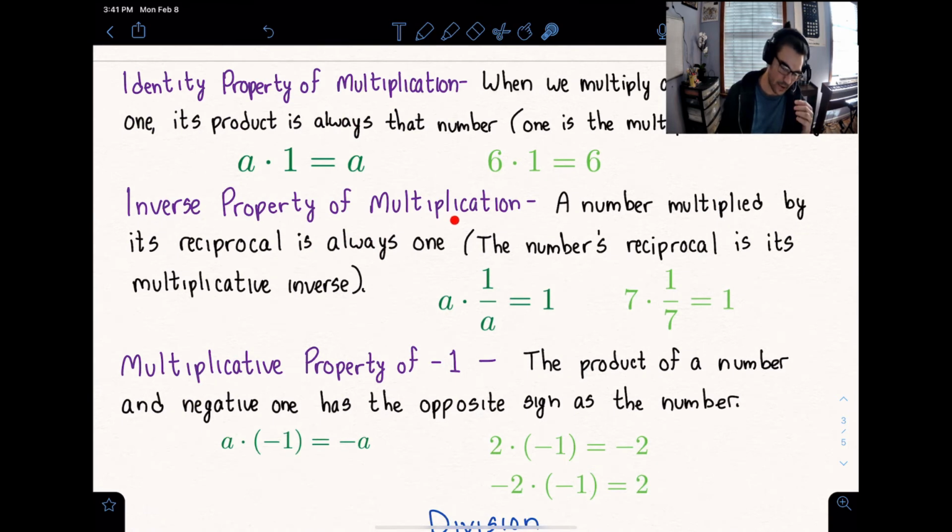The inverse property of multiplication, which is a really good way of looking at division also, states that a number multiplied by its reciprocal is always 1.